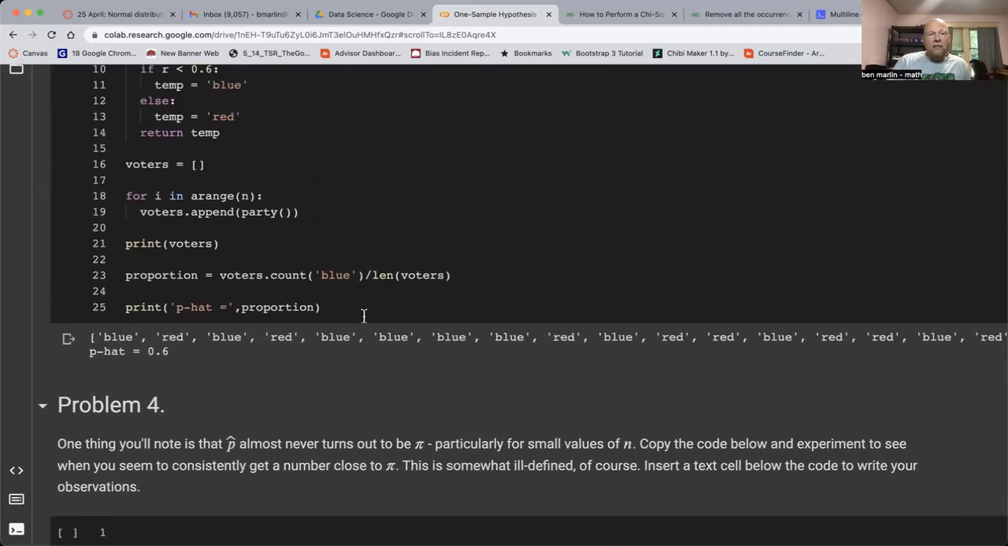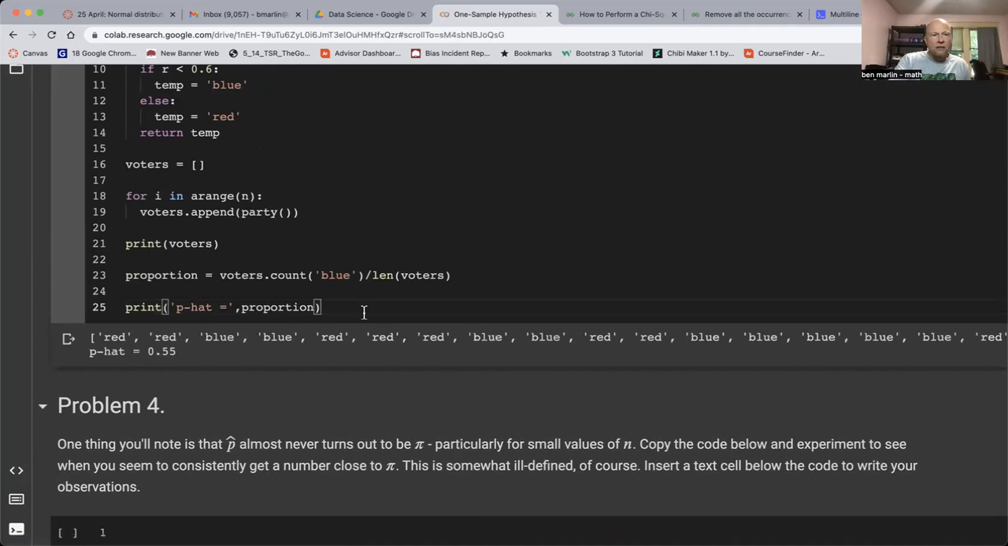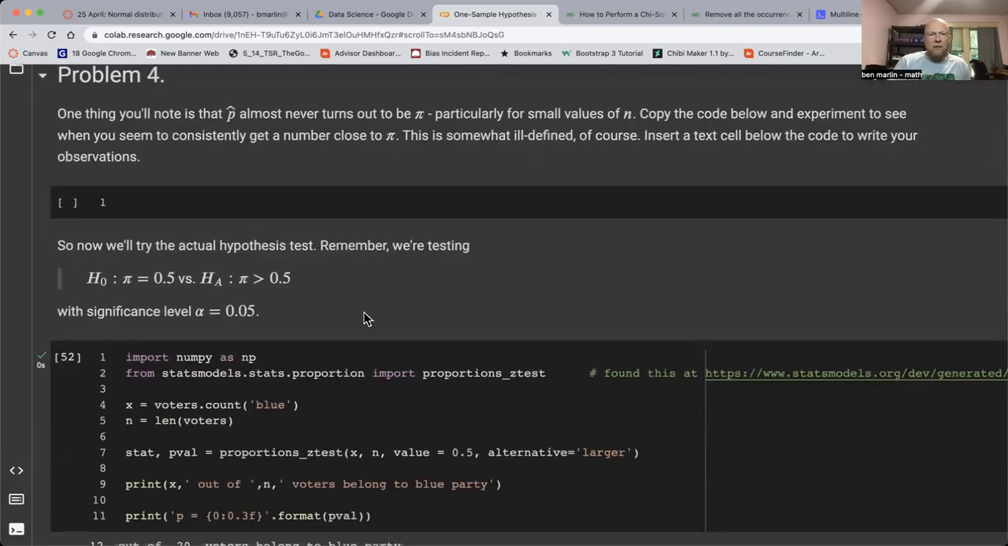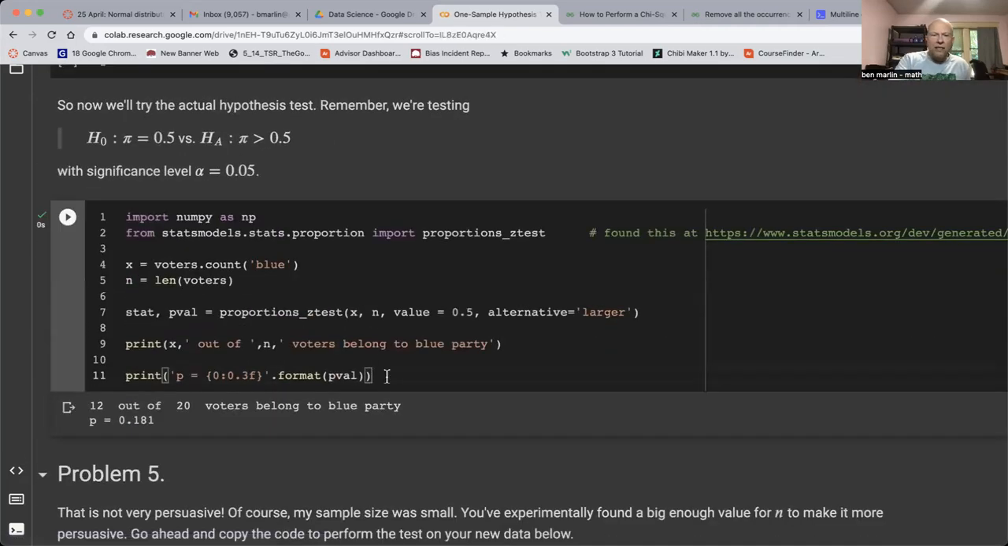I'm going to go back here and get a data run where we've got a bigger p hat. I got one that was 0.7 this time. If I run that again, this time I got a p-value of 0.025, that's less than 5%. And so we would feel like that sample was strong evidence that we got what we wanted.